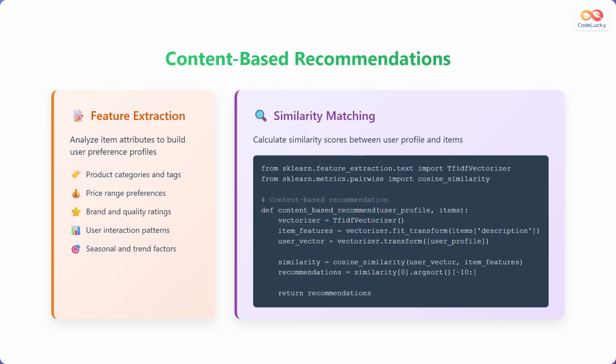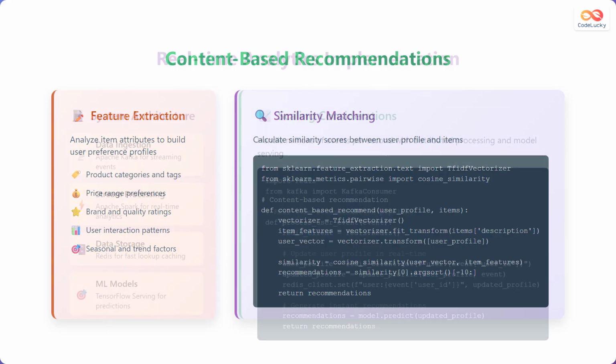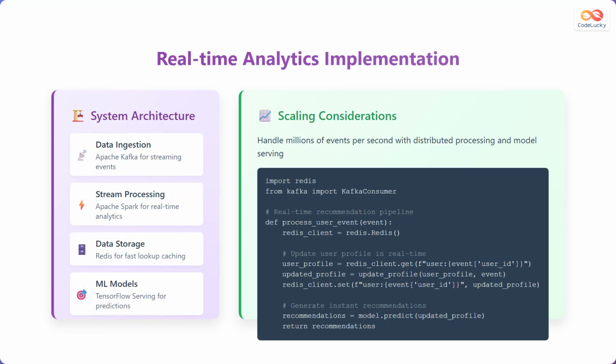Recommendations are the similarity with the first item argsorted and the last 10. Return the recommendations. Finally, let's consider real-time analytics implementation. Here's the system architecture that is required. First, we need data ingestion. Apache Kafka is used for streaming events.